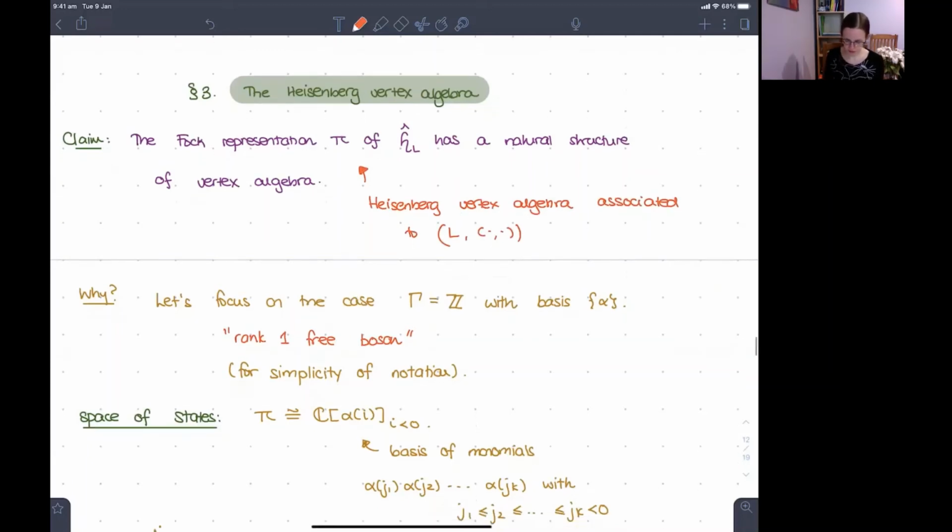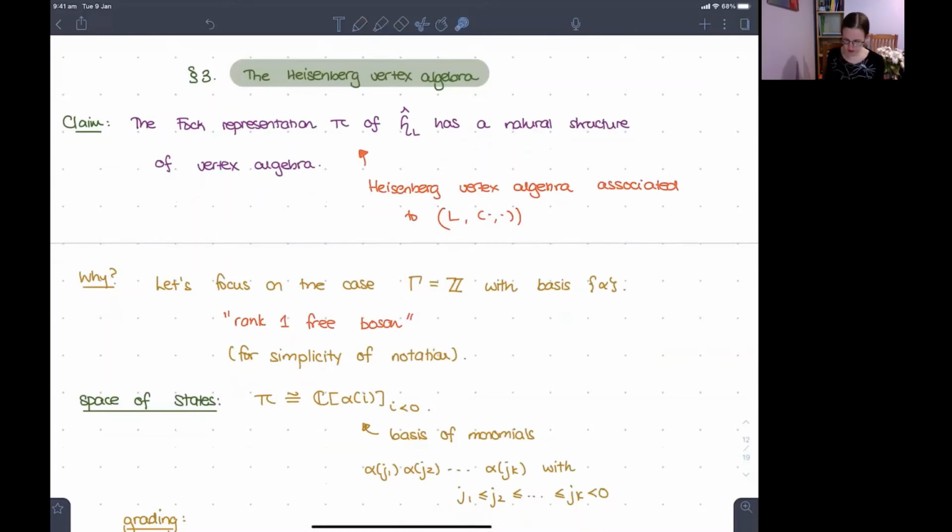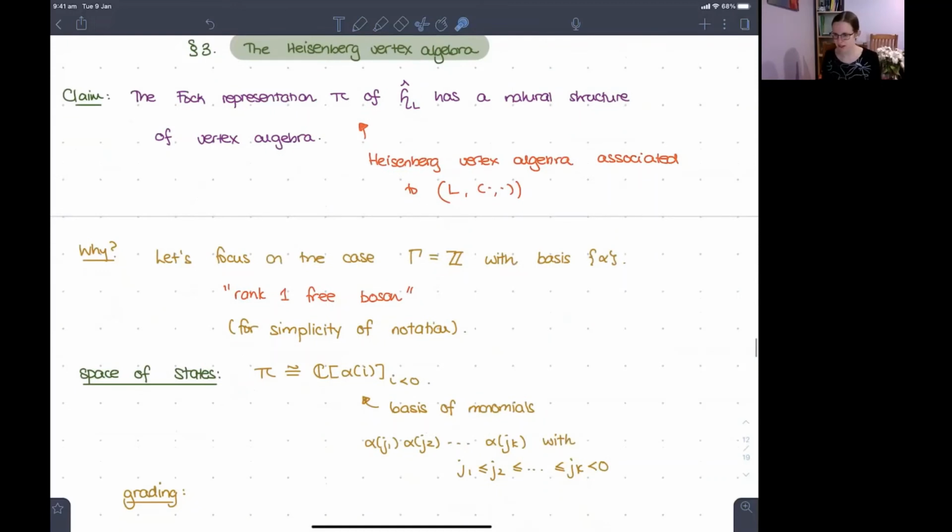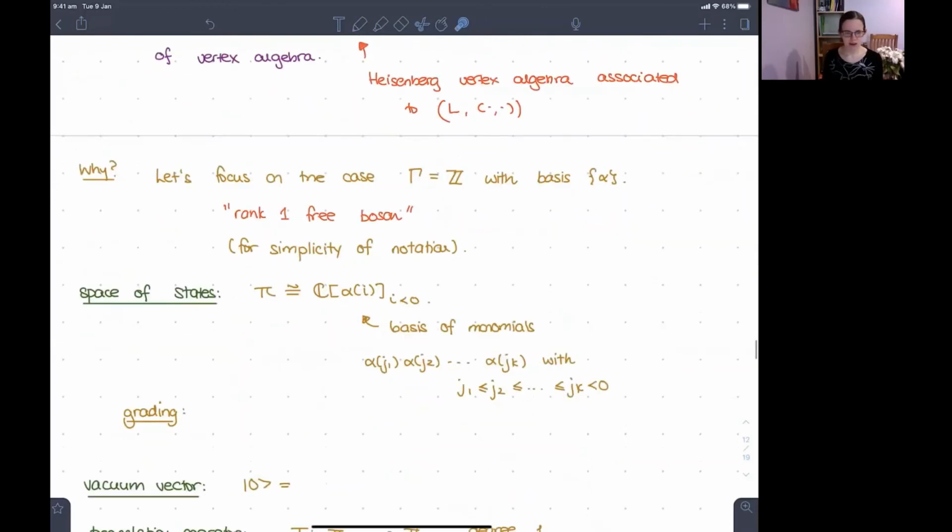And the general proof, so I'm going to focus on the rank 1 case, just because I'm tired of drawing indices on my alphas. But the proof is not different in the general case. I just only wanted to work with one alpha. Also, this is called the rank 1 free boson, which is fun to say. Okay, so we need to give all of this data.